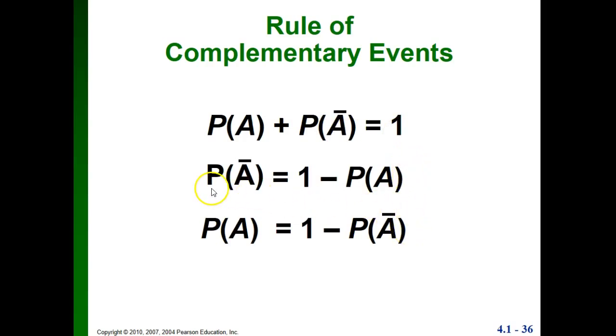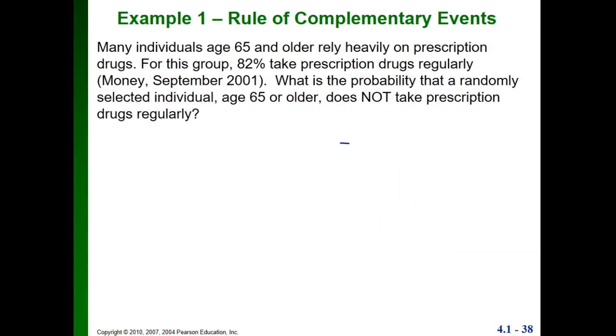From that, we can get 2 other rules, and this is usually how we use this rule. If we're trying to find the probability of A complement, we can find the probability of A and just subtract it from 1. Or if we're trying to find the probability of the event A, we can find the probability of its complement and subtract that from 1. So this rule works either one of those 2 ways. Let's look at an example of this.